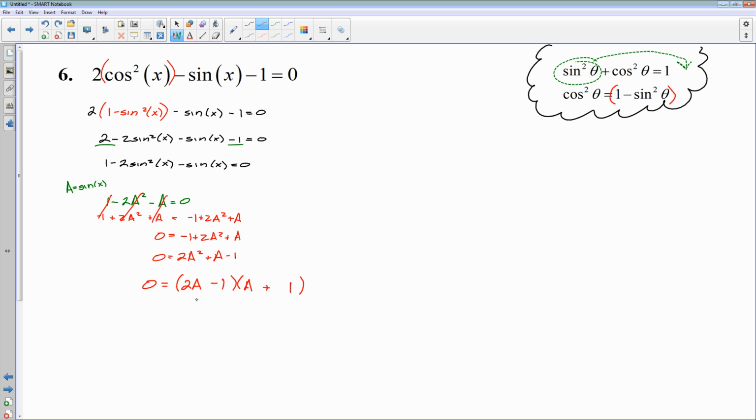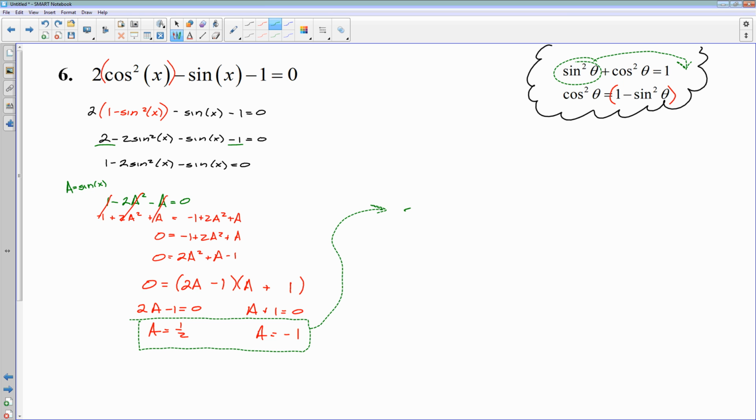Once you factor, you set each factor equal to 0. So 2a minus 1 equals 0, which means a is going to equal 1/2. I have a plus 1 equals 0, which means a equals negative 1. But remember, we're trying to solve for x, not a. So once I get this part done, I go back and plug my sine x back in for a. So I need sine of x to equal 1/2, and I need sine of x to equal negative 1.